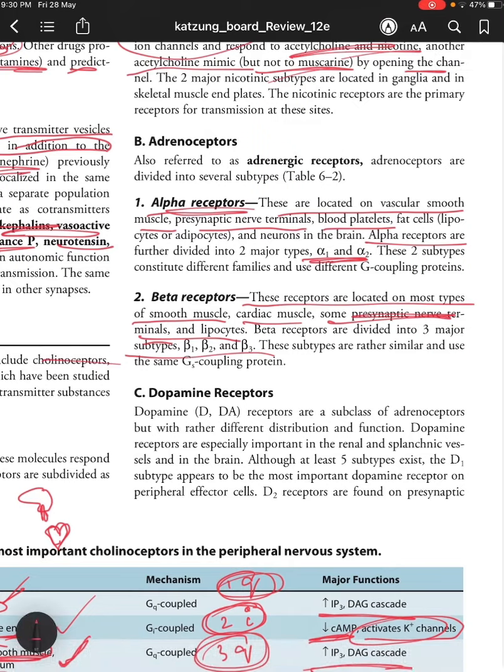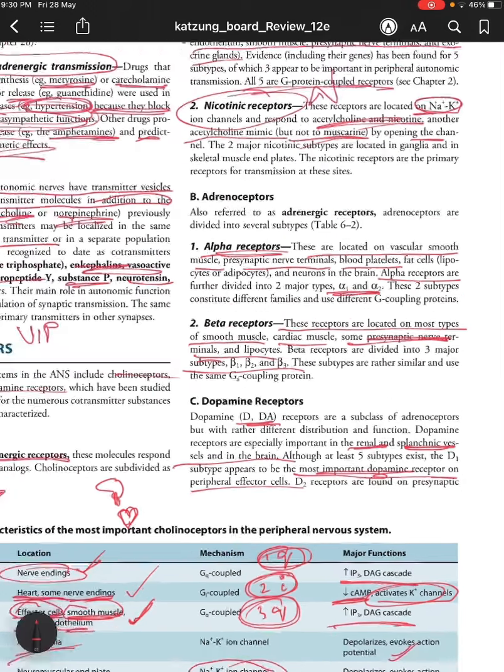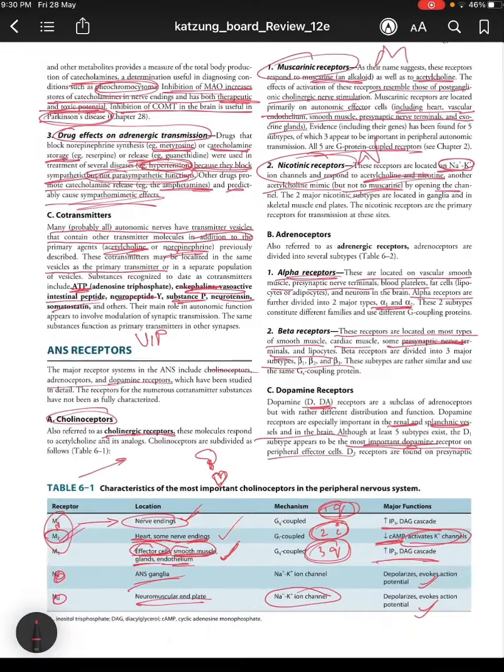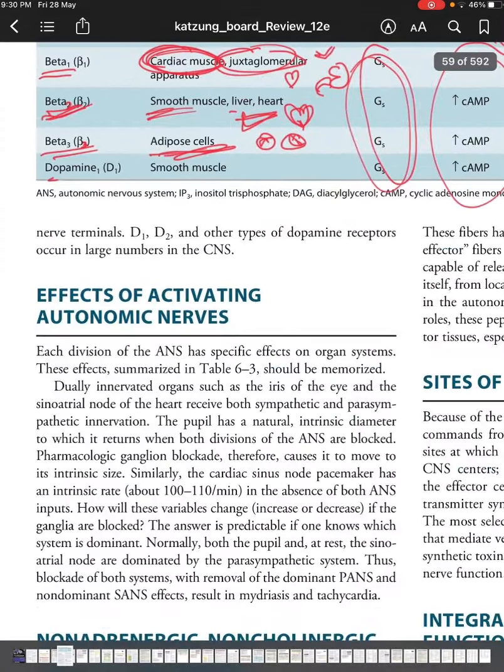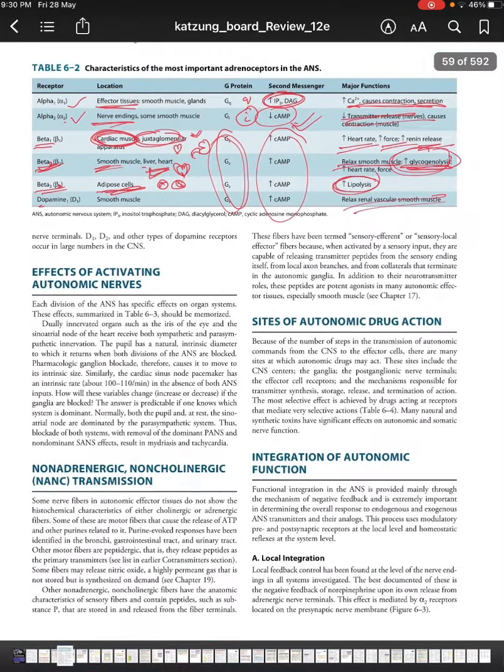Finally, coming to the dopaminergic receptors. Dopamine D or DA receptors are a subclass of adrenoceptors, but with rather different distribution and function. Dopamine receptors are especially important in the renal and splanchnic vessels and in the brain. Although at least 5 subtypes exist, the D1 subtype appears to be the most important dopamine receptor on the peripheral effector cells. D2 receptors are found on presynaptic nerve terminals. D1, D2 and other types of dopamine receptors occur in large numbers.